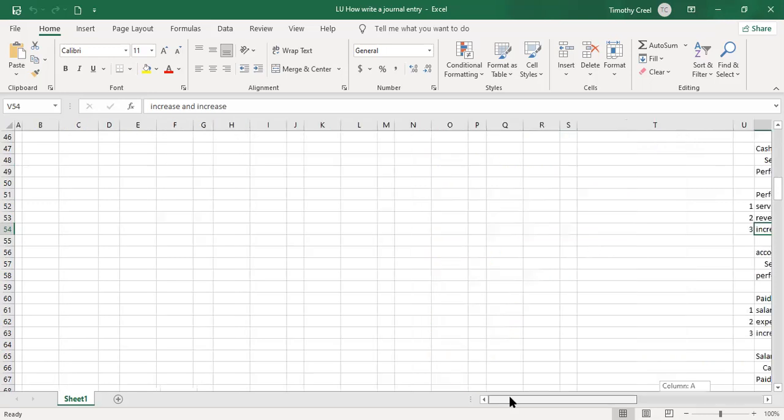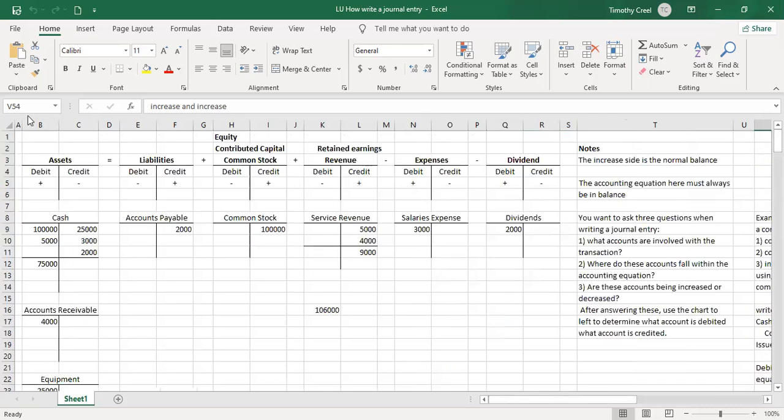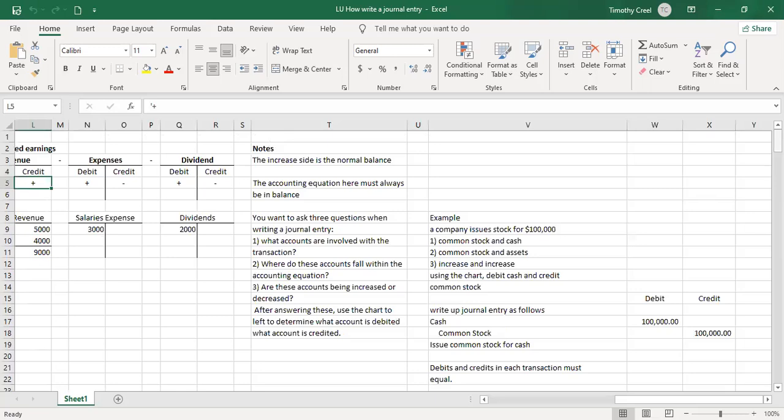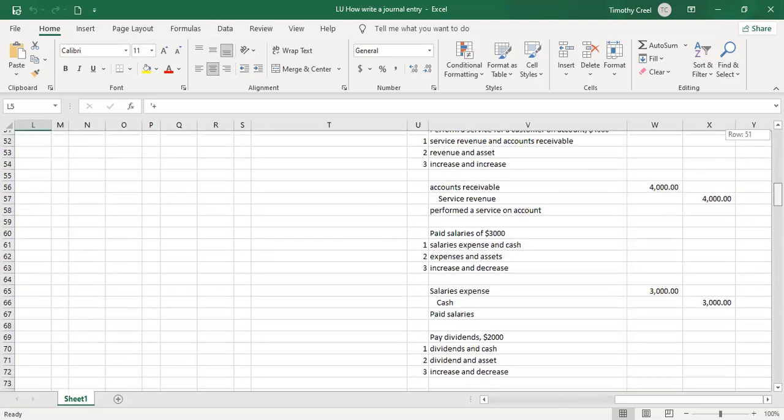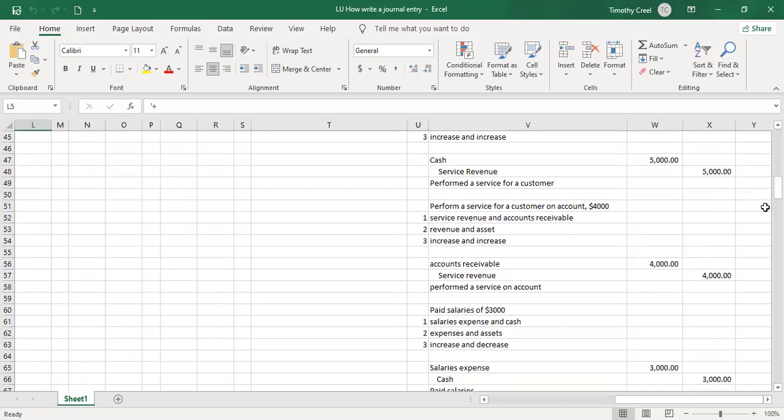So looking at the T accounts here, an increase to an asset would be a debit. So we would debit accounts receivable. An increase to a revenue here would be a credit, which would mean a credit to service revenue. So if we looked at this one, we would debit accounts receivable, we would credit service revenue, performed a service on account.